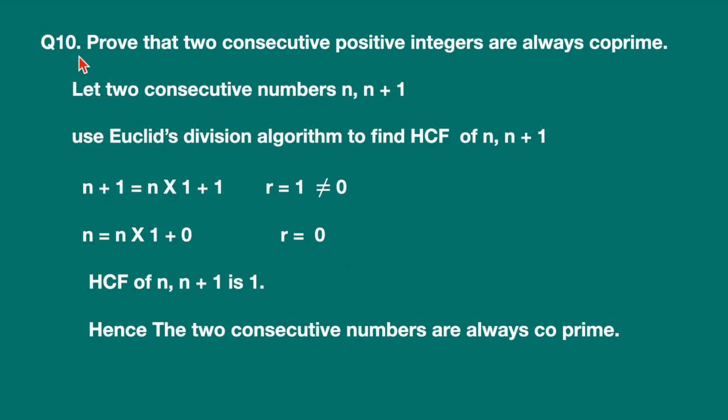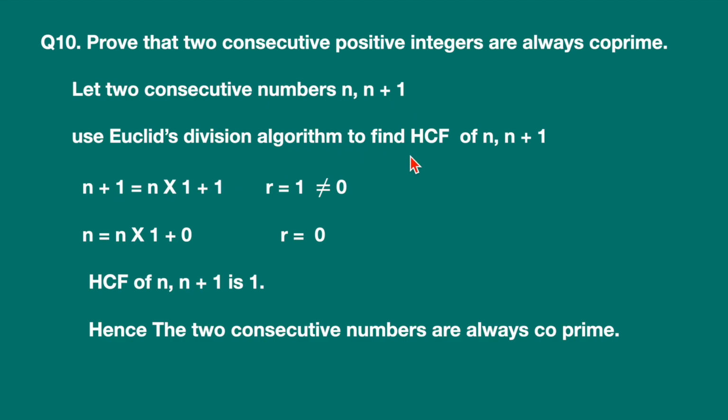Question 10. Prove that two consecutive positive integers are always co-prime. Let two consecutive numbers be n and n plus 1. If the first number is n, obviously the next number will be n plus 1 because they are consecutive. Now, they are always co-prime. Two numbers are co-prime if the HCF of those two numbers is 1.